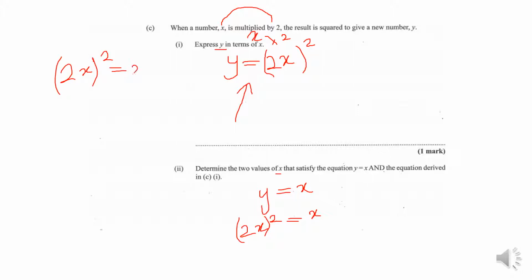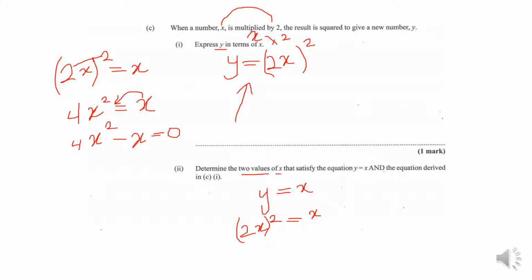is equal to x. Alright, now we're going to square out this bracket. 2 squared is going to give us 4, and x squared is going to give us x squared. And this is equal to x, and they want us to determine the values. Alright, they want us to solve. Alright, so we're going to solve this. I'm going to bring everything that's x on this side, so I'm going to remain with 4x squared. This positive x comes over, is going to become a minus x is equal to, what's on this side? 0.